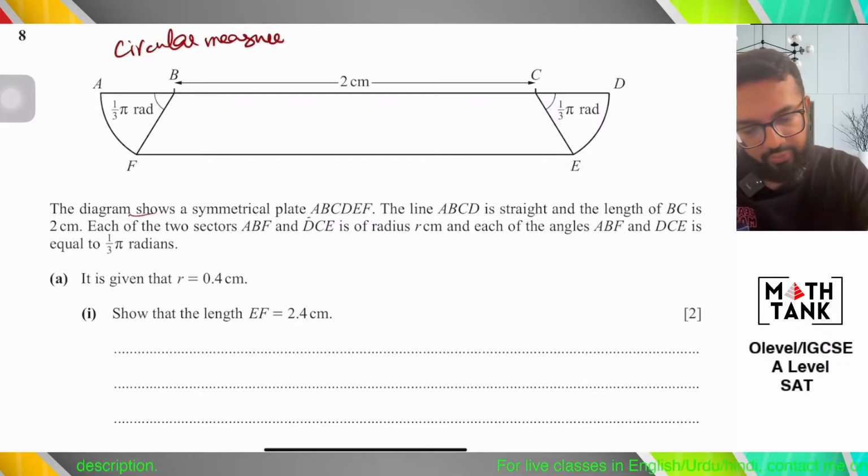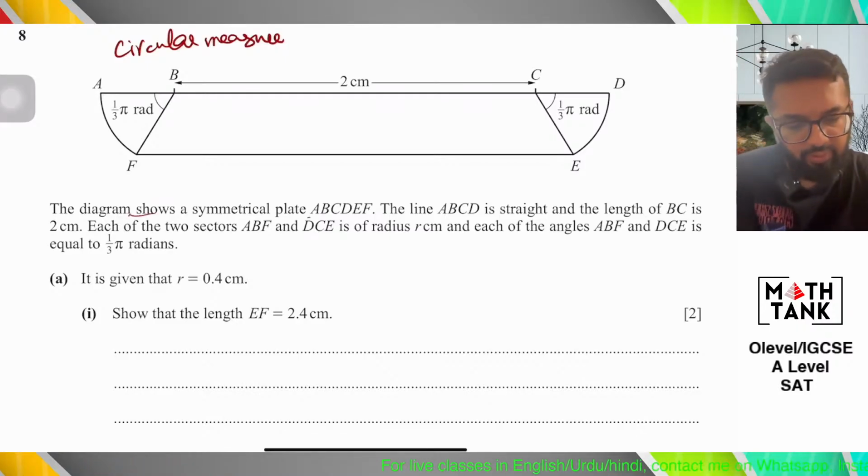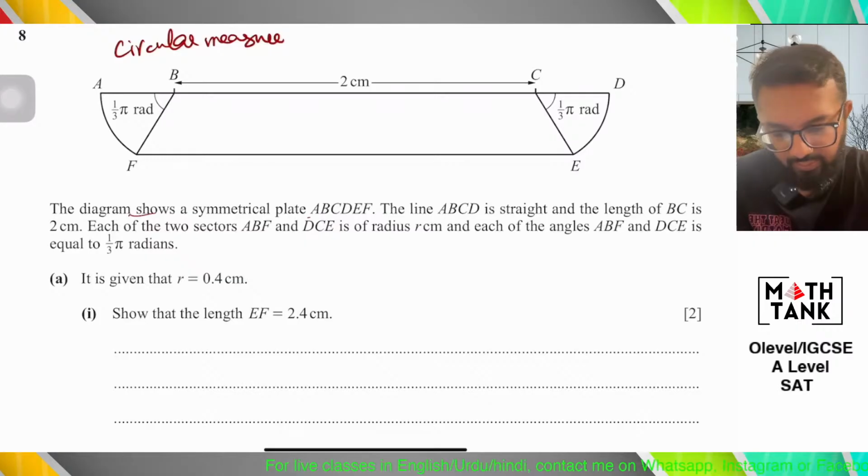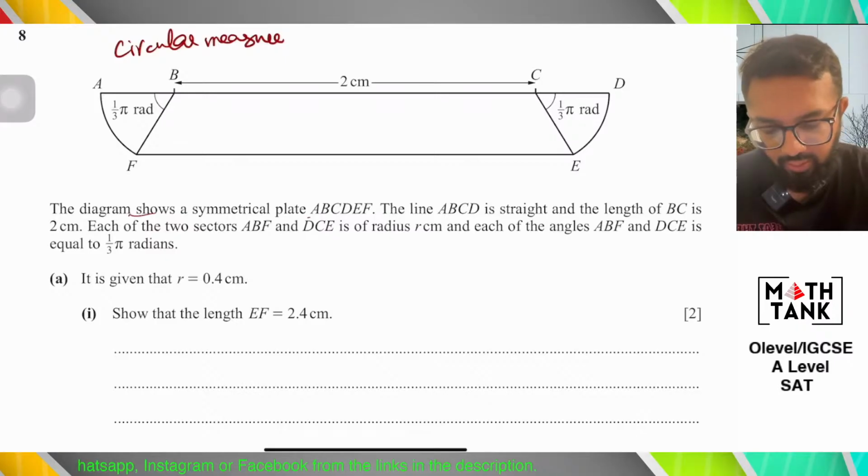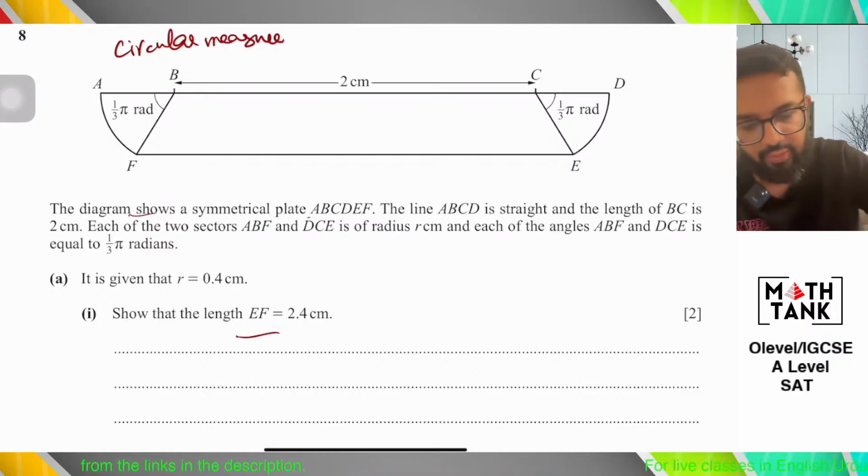The diagram shows a symmetrical disk. The line ABCD is straight and the length of BC is 2 centimeters. Each of the two sectors ABF and DCE has radius R, and each angle ABF and DCE is equal to 5/3. Okay, it is given that R equals 0.4, so that the length EF equals 2.4.